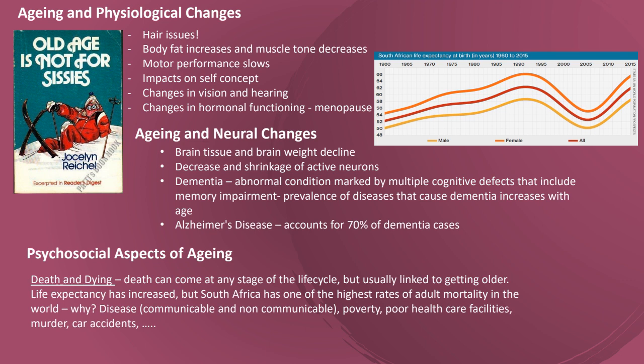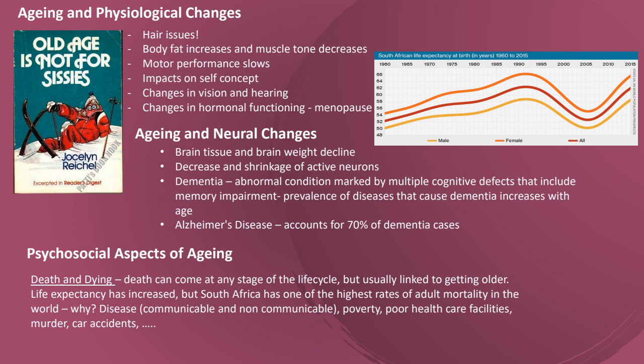Alzheimer's disease as well. So there are significant biological and neural changes that take place with aging, and it's about elderly people coming to terms with these changes in a way that they can cope and continue to lead healthy, well-balanced lives for as long as they can. And the minute you have that, you also have the psychosocial aspects of aging. So it's about death and dying. It's linked to getting older.